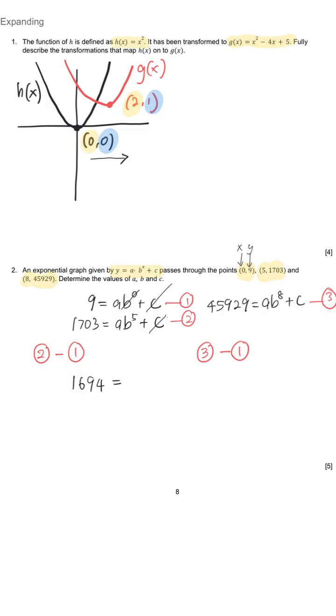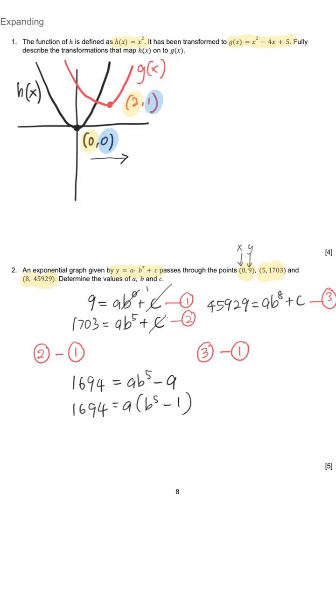On the right side, b to the power of 0 is 1, so it's actually just a. So we have a b^5 minus a. We can't do anything at this stage; the most we can do is factorize. We take out a, giving a(b^5 minus 1) equals 1694. That's the most we can do for equation 2 minus 1.